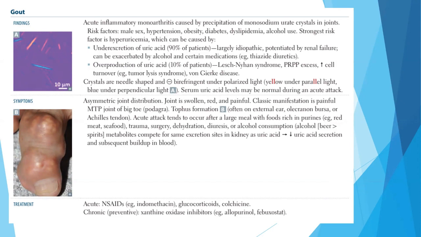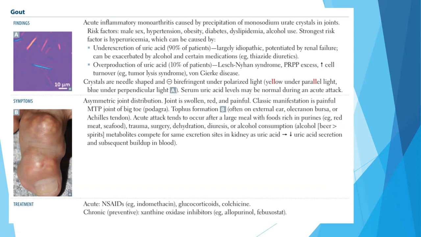Serum uric acid levels may be normal during an acute attack. Now, asymmetrical joint distribution, the joint is swollen, red and painful. So obviously in acute gout, the joint will be swollen, red and painful. Classical manifestation is painful MTP joint of the big toe, which is also called podagra. There is tophus formation. Okay, you can see under the joint there are these hard substances. Now these are called tophi, often on the external ear, olecranon bursa, or Achilles tendon.